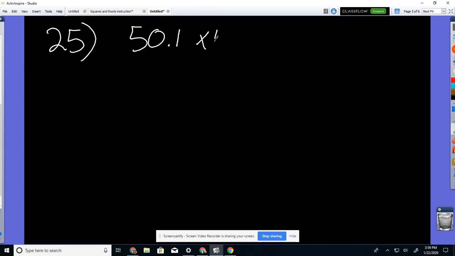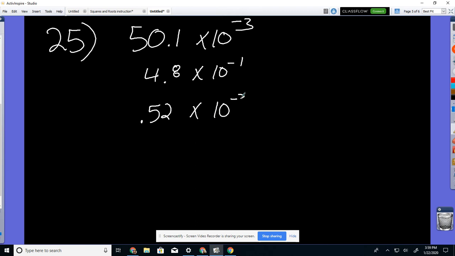50.1 times 10 to the negative 3, which is not correctly written in scientific notation. Then we have 4.8 times 10 to the negative 1. That is correctly written in scientific notation. Then we have 0.52 times 10 to the negative 3. That is incorrectly written in scientific notation.